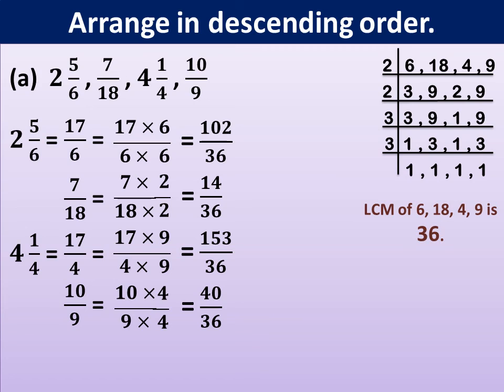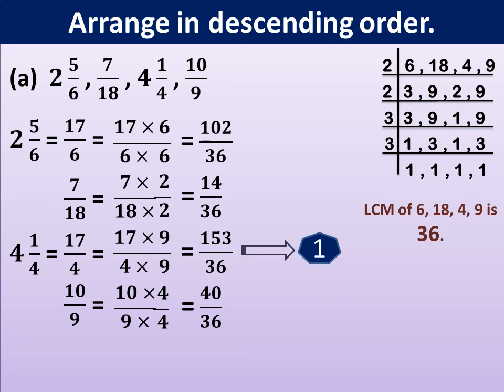See, all the denominators are same in each fraction. So we can easily arrange them in descending order. Everyone knows the descending order. So first we label the fractions in descending order. See, 153 upon 36 is the largest fraction. So label it as 1.